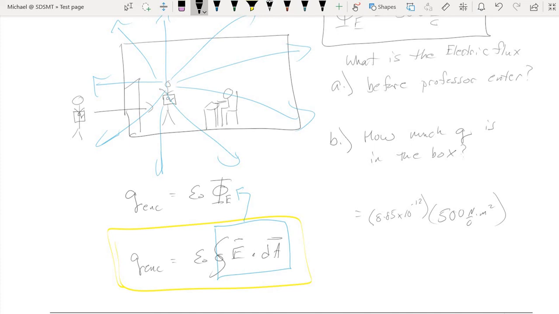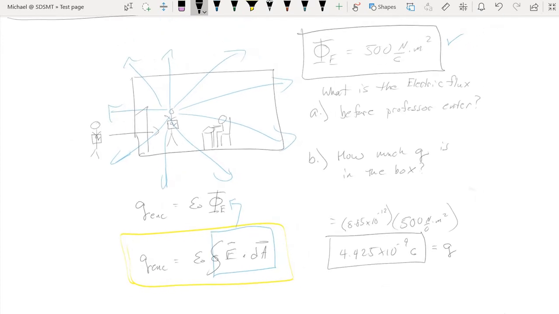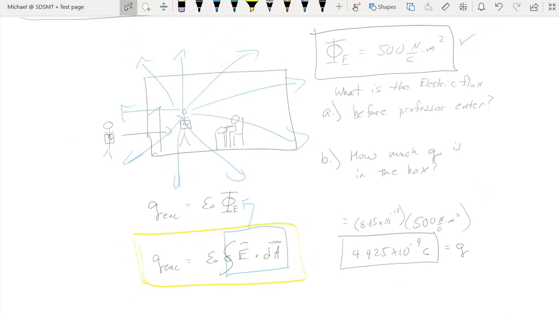And that's going to give us, let's see, 4.425 times 10 to the minus 9 coulombs. Okay, so there it is. That is the amount of charge that was in the box that your professor carried into the room, and it didn't require any fancy math because we were already given the flux measurement.